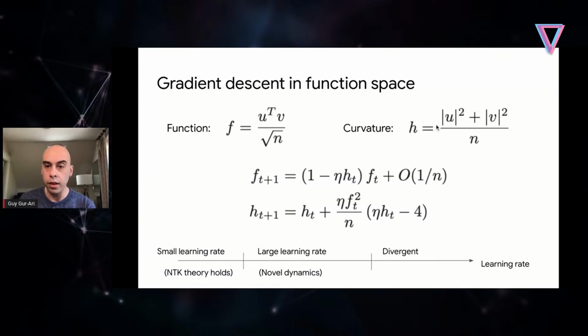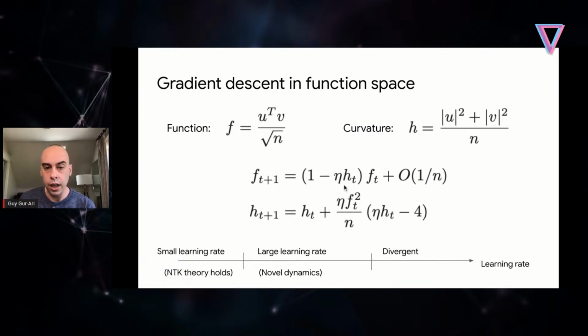It's also just given by the sum of the squared norms of the u and v weights. So this is such a simple system that different concepts kind of become the same. The curvature is the same as the L2 norm of the weight. So there's a very simple formula in this case for this h.